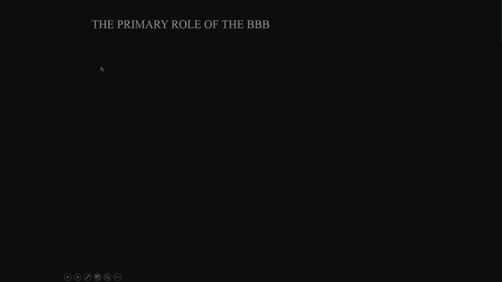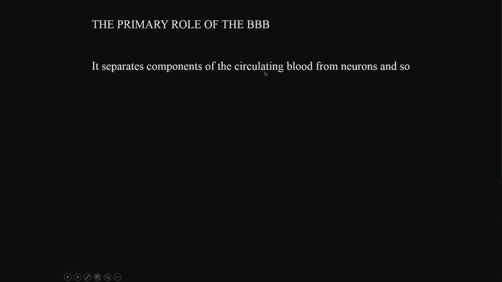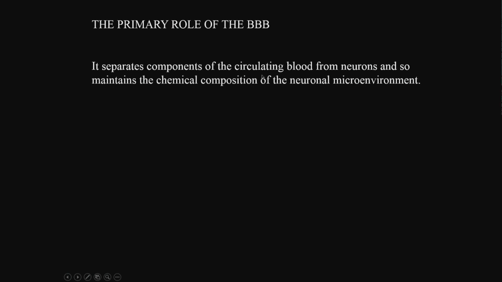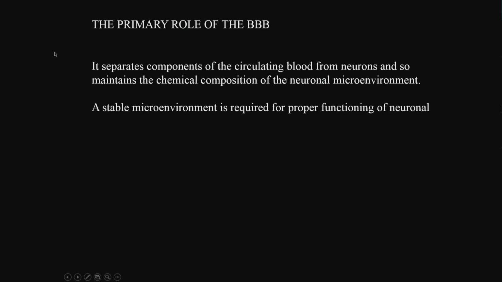So what are the primary roles of this BBB? Like I said, it separates components of the circulating blood from neurons and so maintains the chemical composition of the neuronal microenvironment. This is a stable environment that is needed for the proper function of these neuronal circuits. It is almost like electronic circuits inside. So as you know, you need to maintain all the conditions constant.